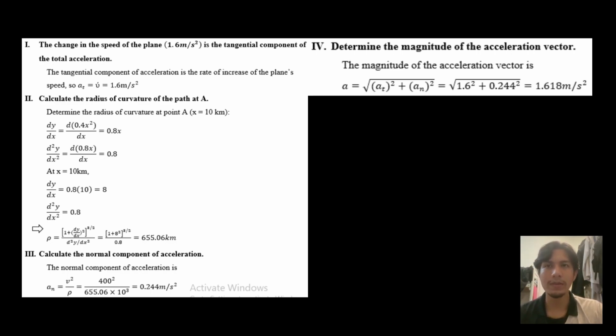The last step is we determine the magnitude of the acceleration vector. We use the magnitude of the acceleration vector formula, which is a equals to square root of a_t square plus a_n square. So put the value of a_t and a_n, and the answer we got is 1.618 meter per second square.